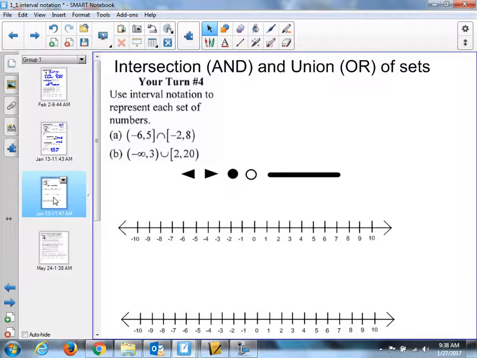Use interval notation to represent each set of numbers. Now, as soon as you see this symbol, it sort of looks like an unfinished A. That's and. If you want to just toss this under here, just say and. And a mathematical and means kind of and or.